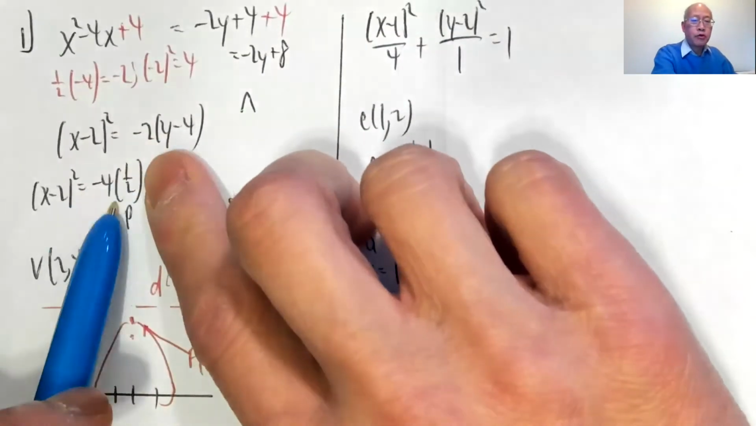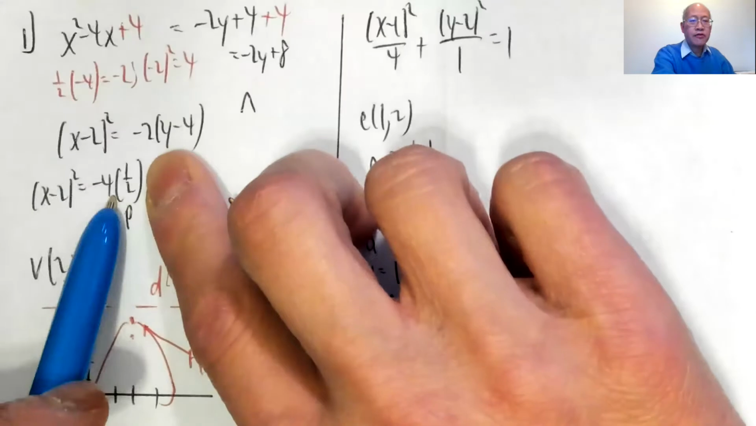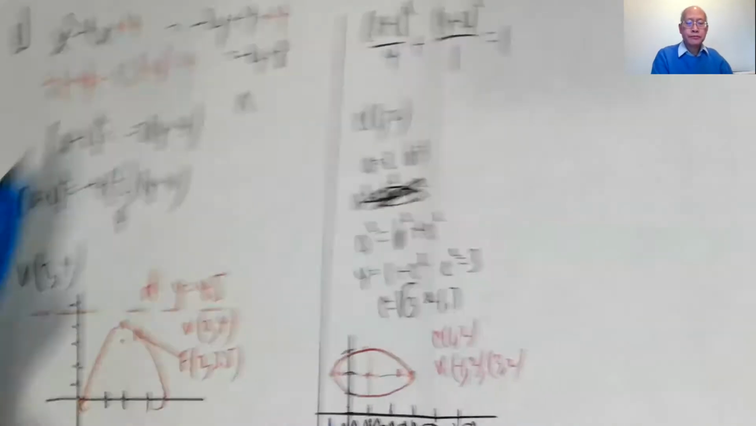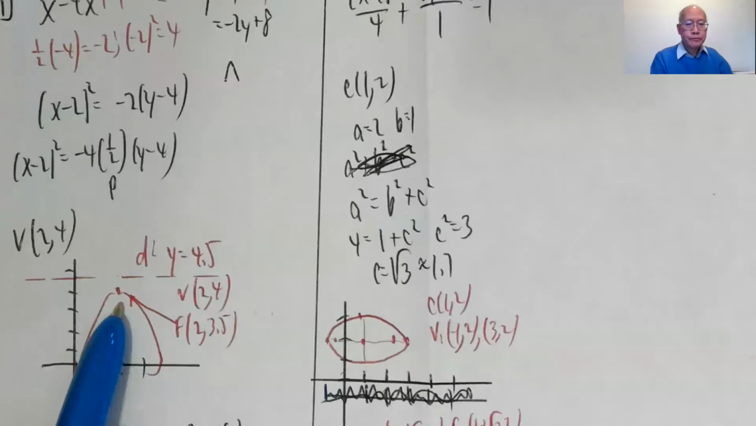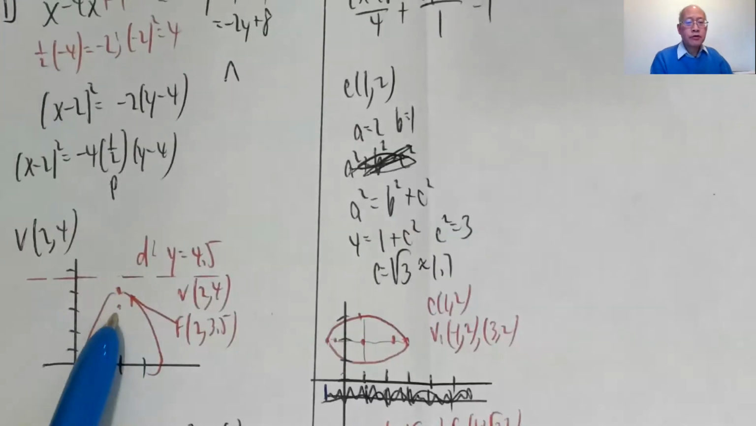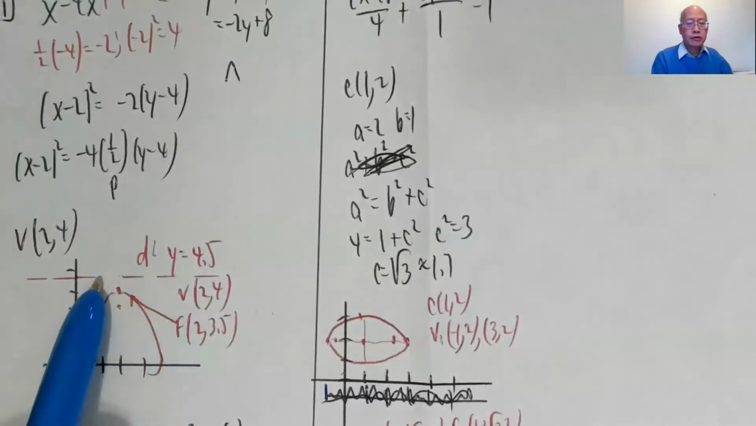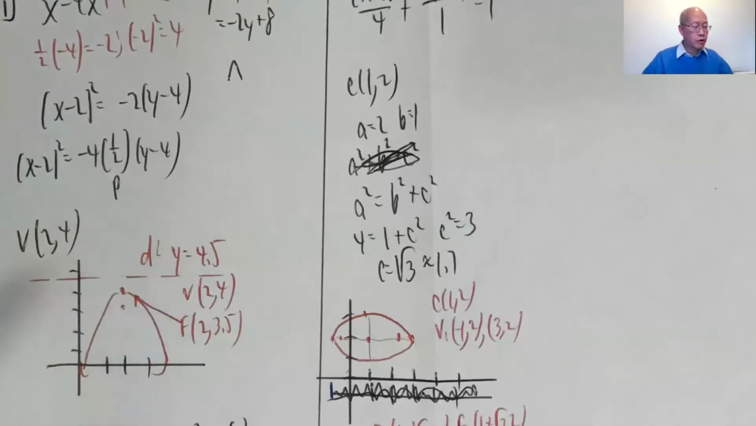So negative 4p is negative 2. That means p is a half. Squared in x, not in y, and negative, so opens down. Vertex is (2, 4). Half a unit down for the focus, (2, 3.5). Vertex (2, 4). Directrix half a unit up, y equals 4.5.